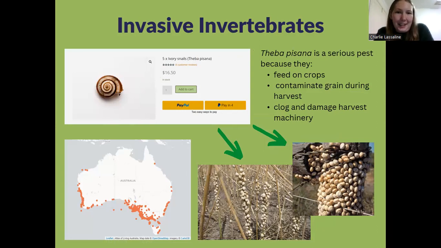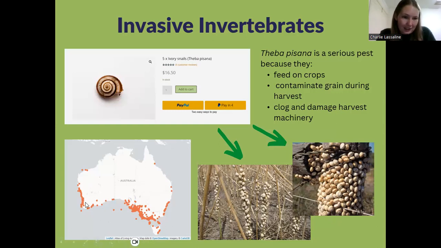Now this snail is just an example. It's for sale on a website, 5 for $16.50. But as you can see, they are found very commonly in agricultural areas. You find them in huge clusters on farms, on fence posts. They can kill plants really quickly and they breed really rapidly.